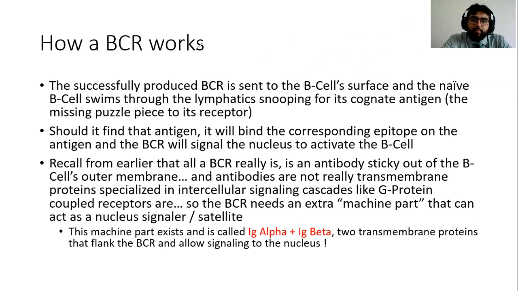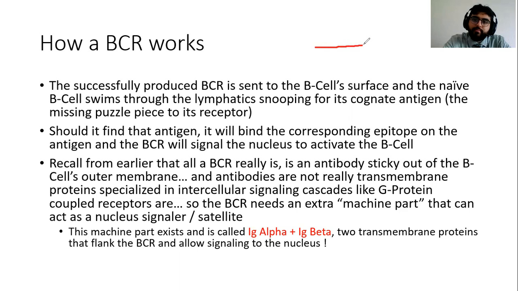So the B-cell receptor is a lot of drawing. The B-cell receptor, like I said, is an antibody stuck to the B cell's outer membrane, right? It's truly what it is. However, it does not have an intracellular signaling component, as they're not particularly transmembrane proteins. They're more so stuck to the outside. So how does the B-cell receptor communicate to the nucleus of the cell that something was bound? It must need a signaling component, and that's exactly what it has.